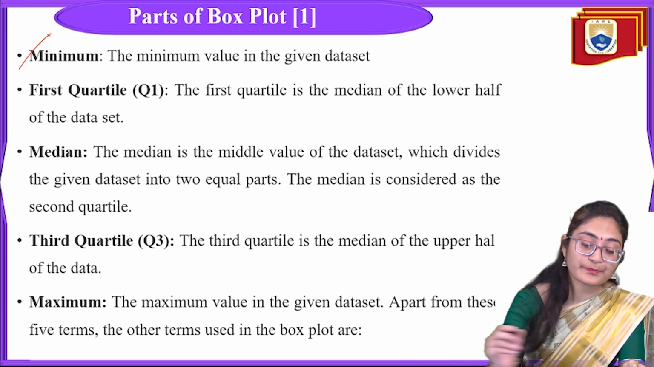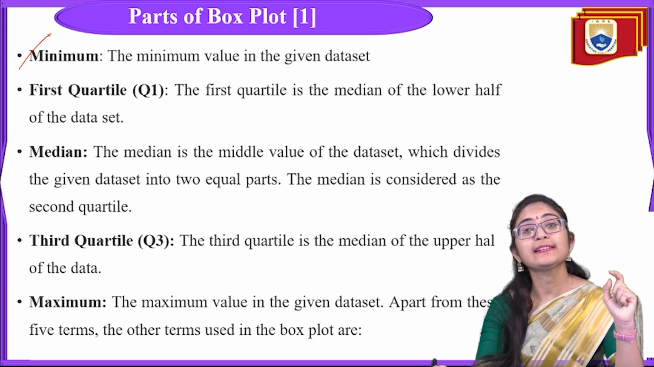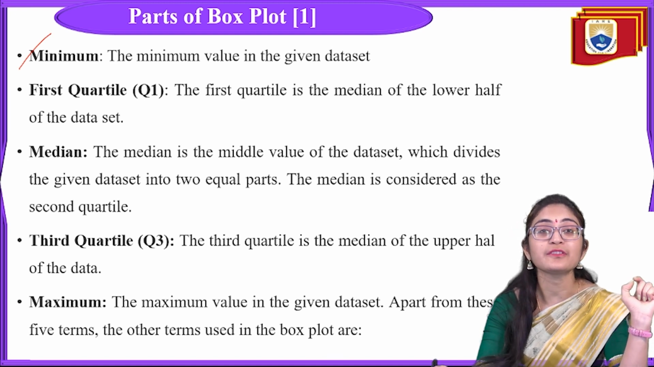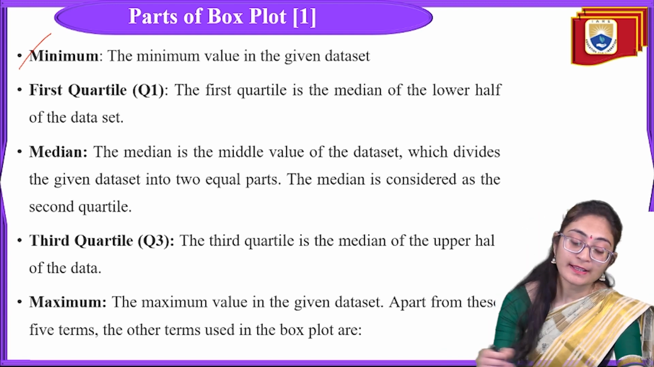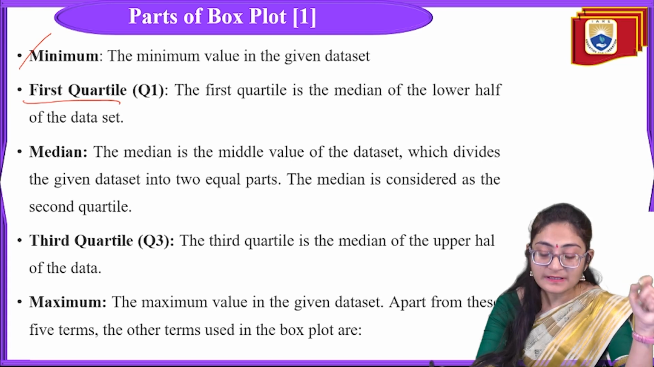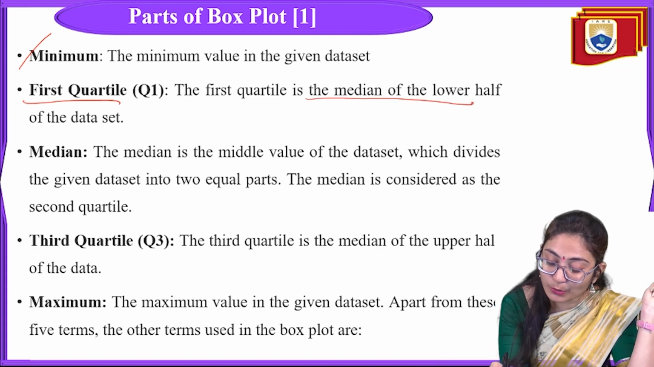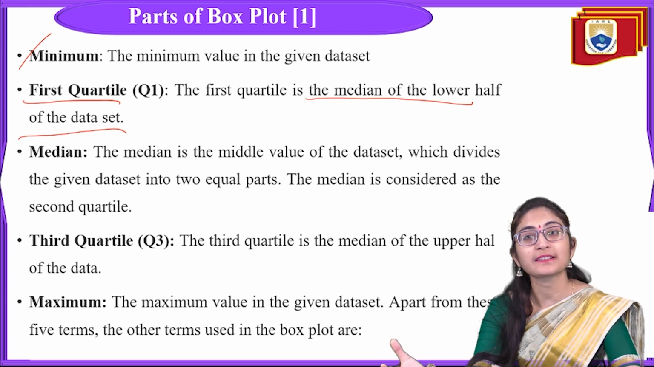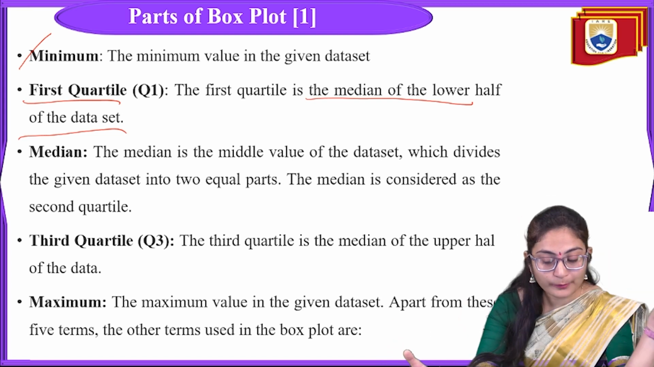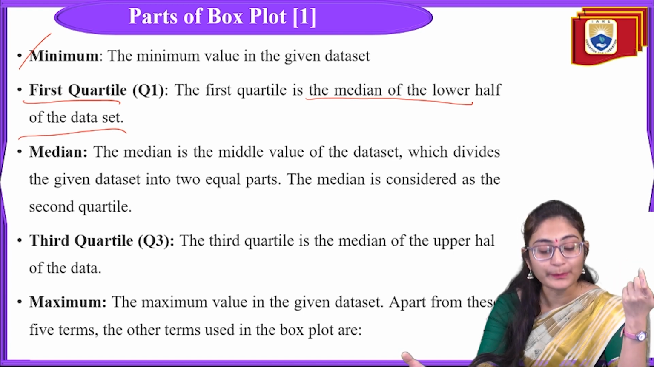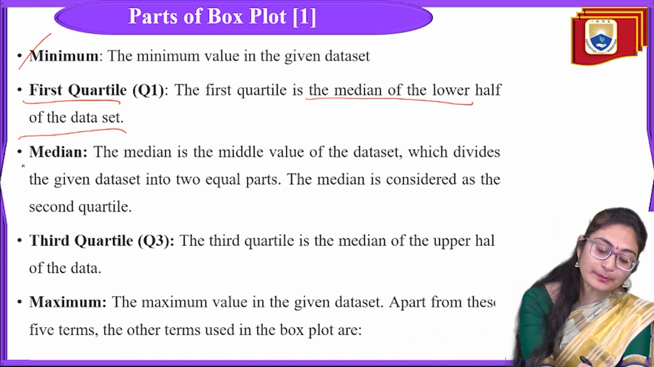First one, minimum. The minimum value in the given data set. Whenever you have a data set, there will be a minimum value. Then first quartile, which we can show as Q1. The first quartile is the median of the lower half of the data set. For that lower half of the data set, we will get one median value.